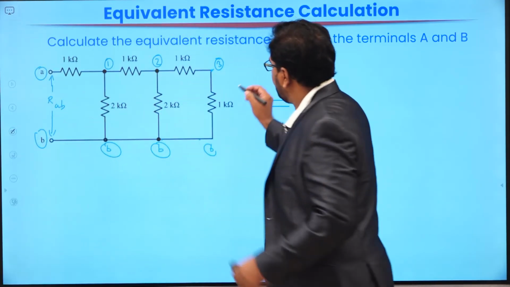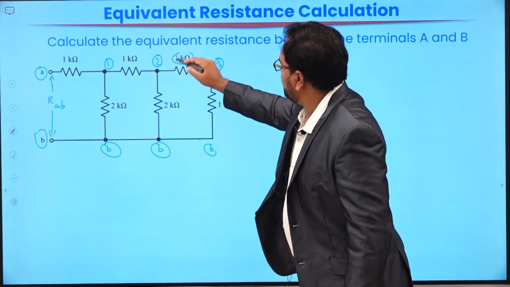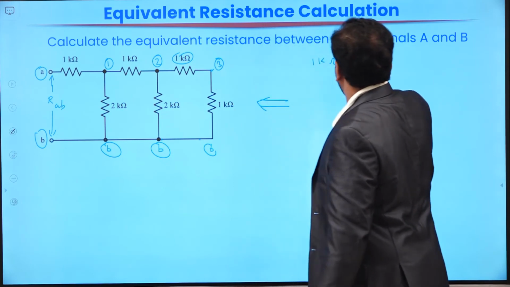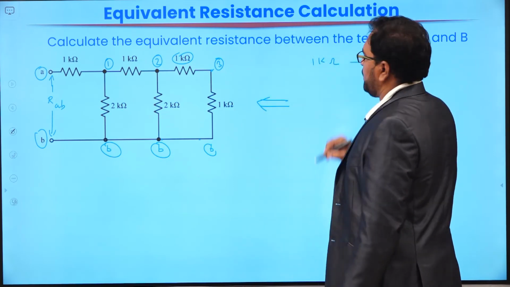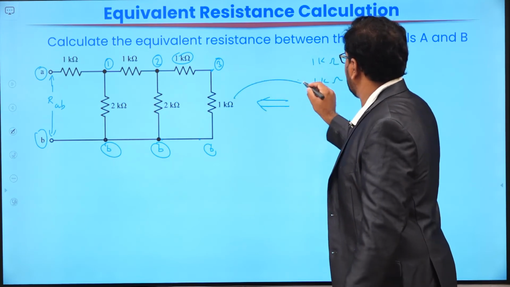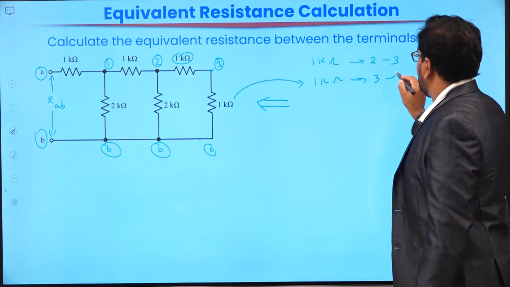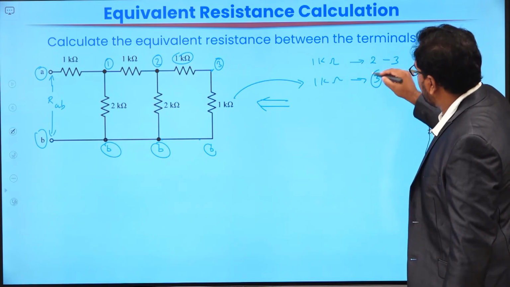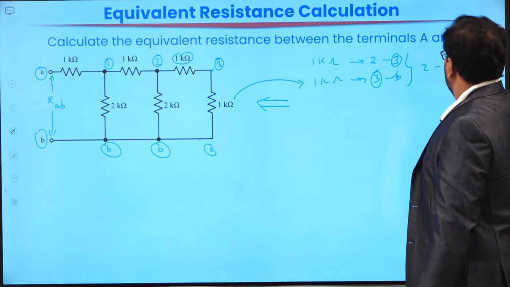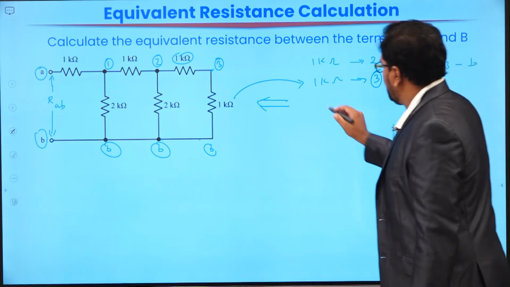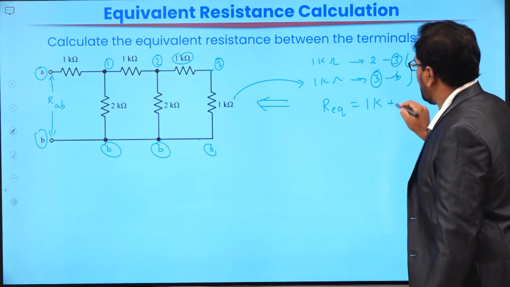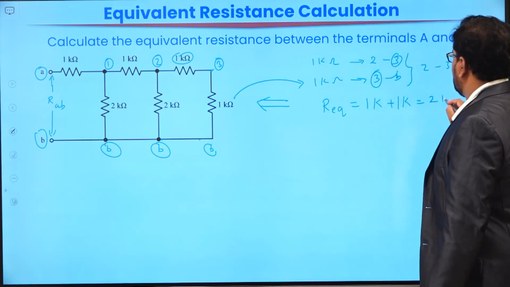Now if you see from this side, this 1 kilo ohm is connected between 2 and 3, and similarly this 1 kilo ohm is connected between 3 and B. Here the common node is 3, that means 2 to 3, 3 to B. So we say these two are in series. When these two are in series, you add those two resistance values, which gives 2 kilo ohms.